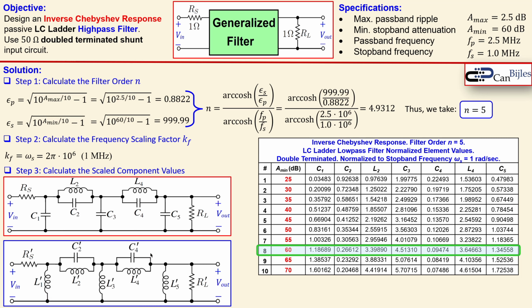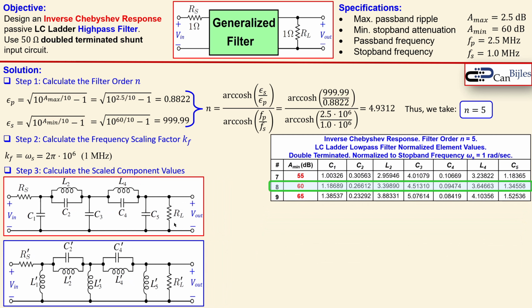So let's continue and make some space here and only use this part that we want. This is actually this row. So what is now the L1 prime and L2 prime, etc.? Now L1 prime is calculated using the value of C1 from the table. That's 1.18689 approximately. And the Km is 50. Why? Because it is double terminated with the 50 ohm input circuit. So that is what we use as Km.